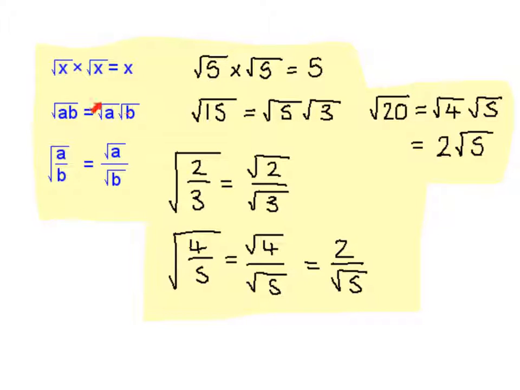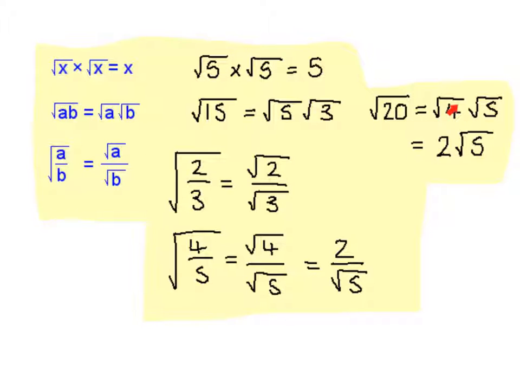Another example using this rule is root 20. So one of the factor pairs of 20 is 4 and 5. So the square root of 20 is equal to the square root of 4 multiplied by the square root of 5, and the square root of 4 is 2. So root 20 is actually 2 root 5. So when you are using this rule and you're trying to come up with factor pairs, you want to try and use square numbers if possible.